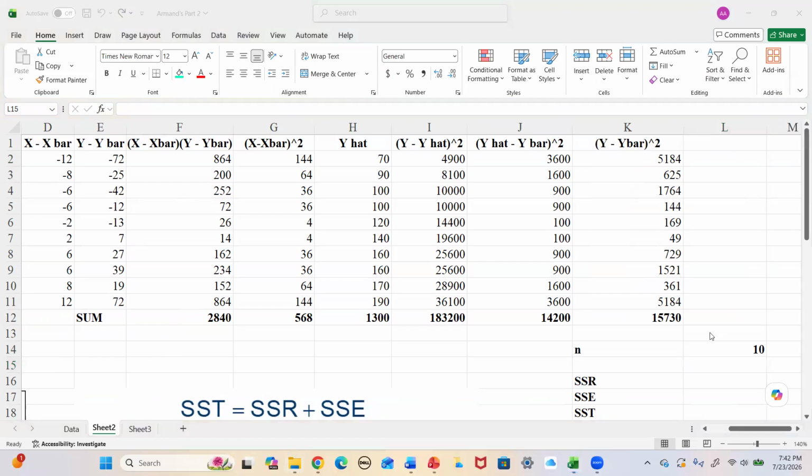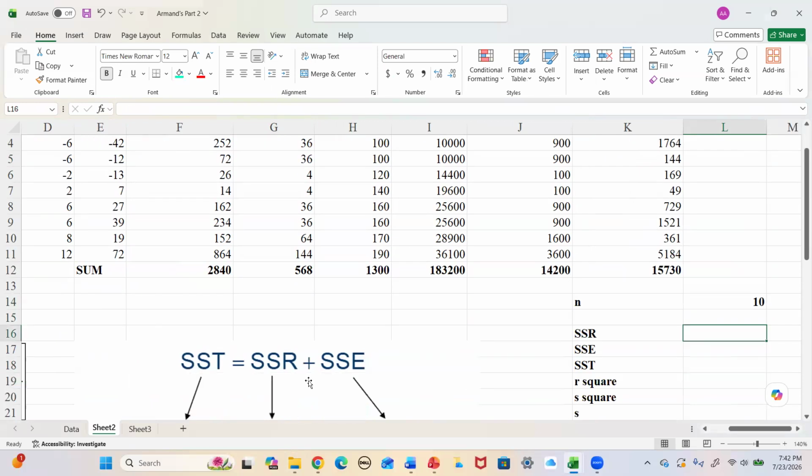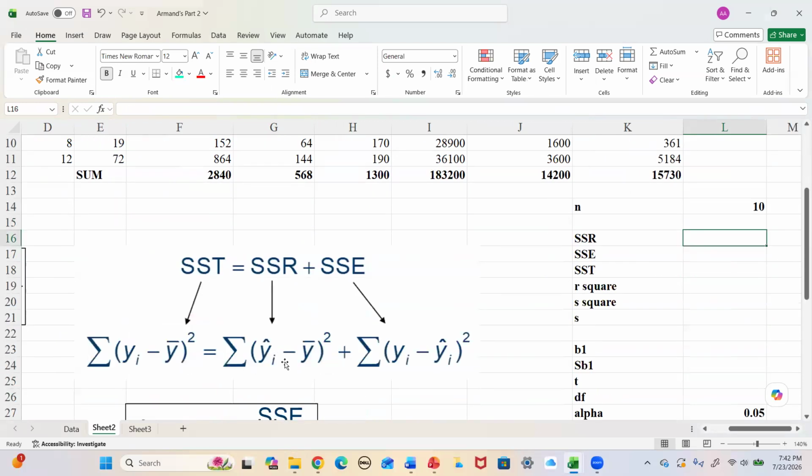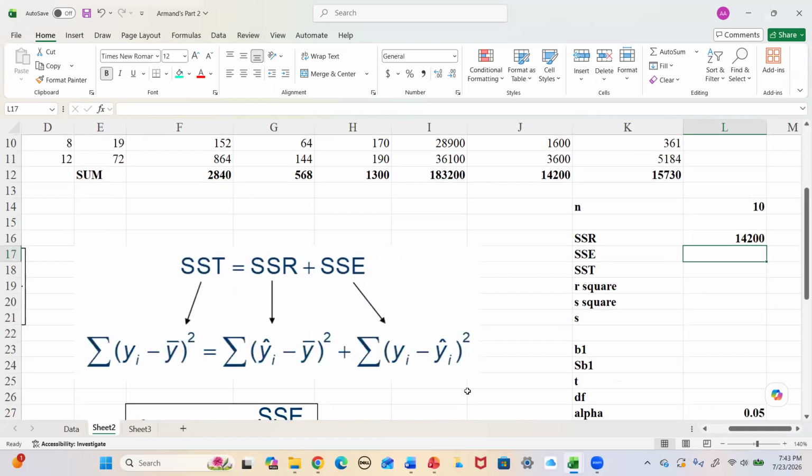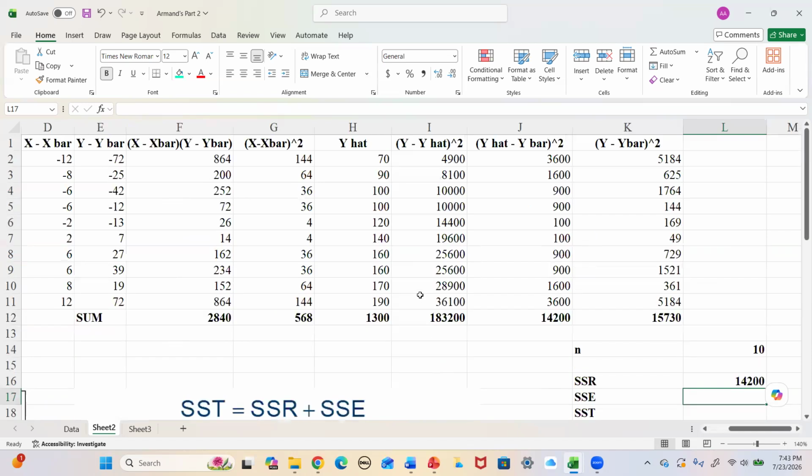And that's 10. Now these formulas are sitting right here. SSR is the sum of the y hat minus y bar squared, which is this one. SSE is y minus y hat squared.